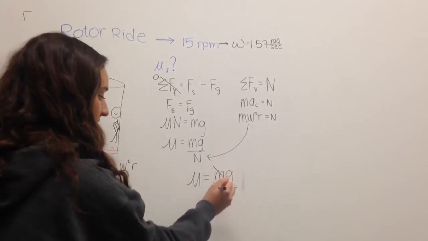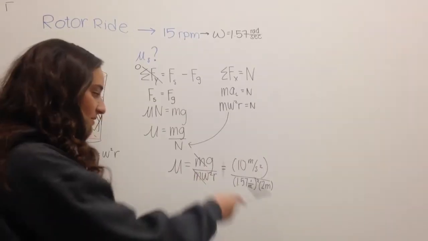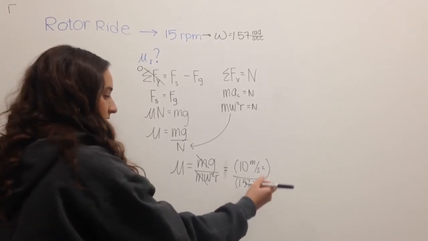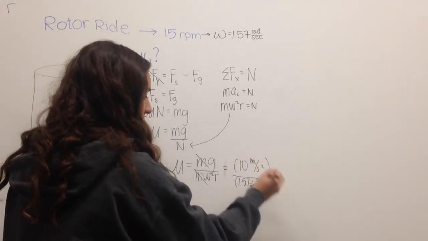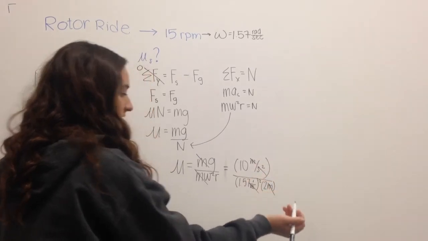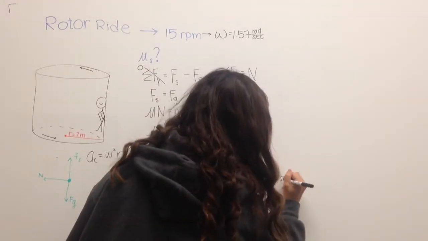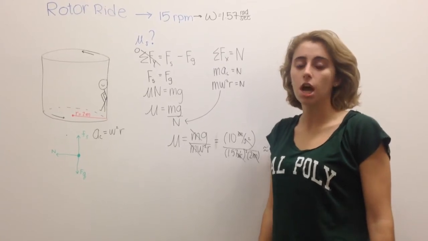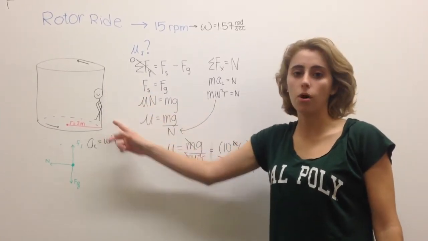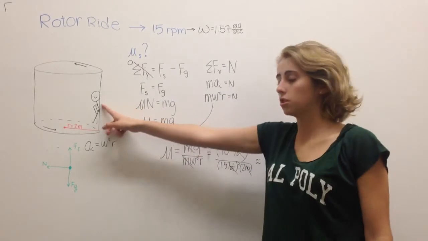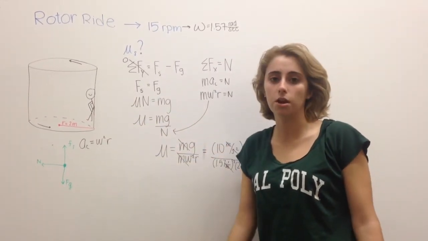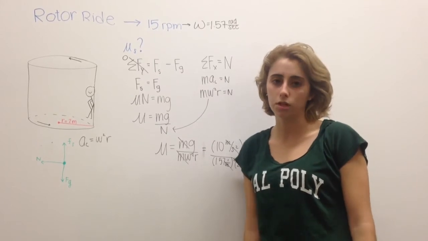Now the masses cancel out. So we plug in gravity, our omega, and our radius, and the meters cross out, the seconds squared cross out, and we get approximately 2. The minimum coefficient of friction of the material on the wall needs to be at least 2 to ensure that the person doesn't fall down when the floor drops out. And this is necessary because you can't control what type of clothing the riders wear.